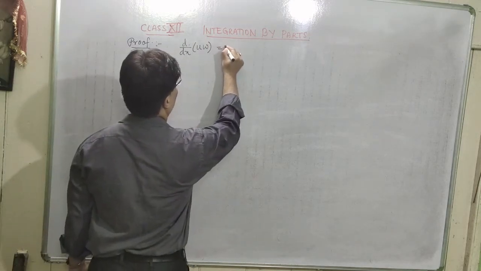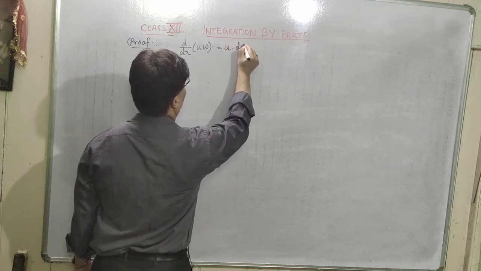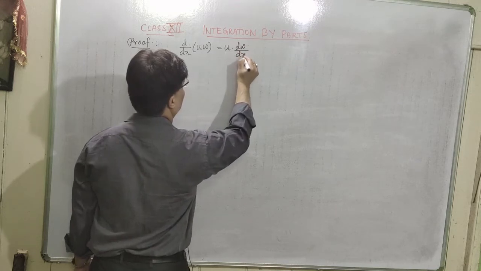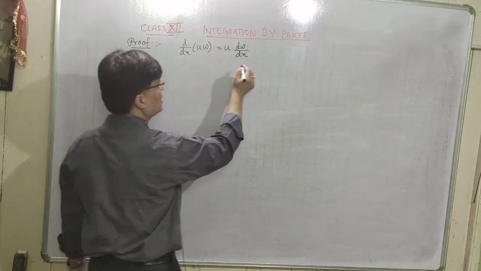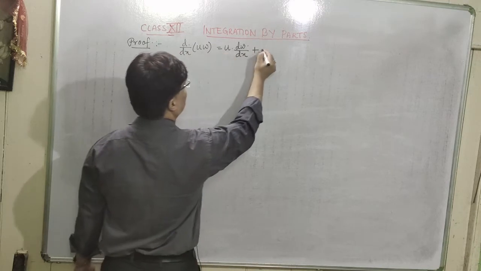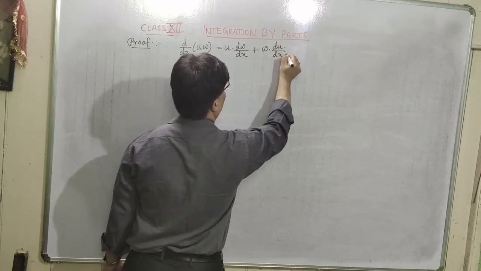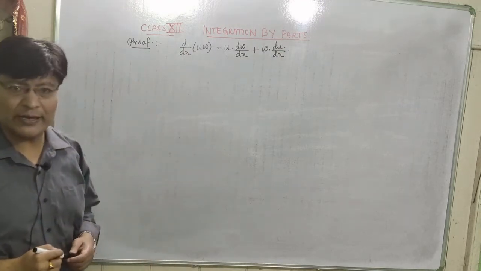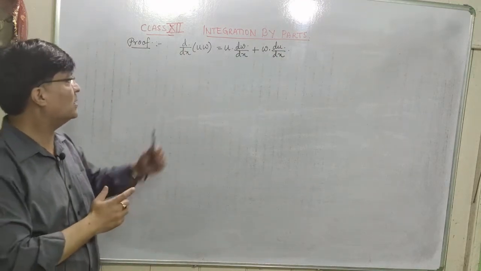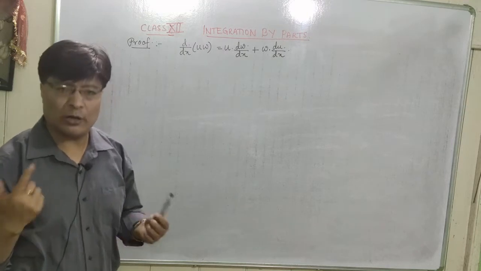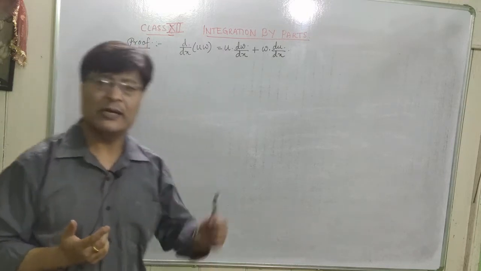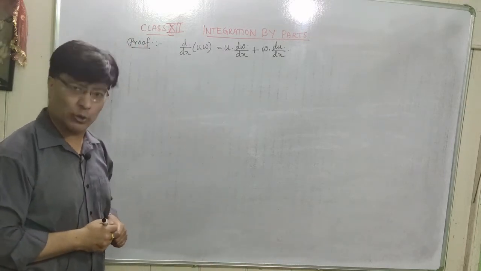So it is equal to u into the differentiation of the second function, u is kept as it is, plus now w is kept as it is, into take the differentiation of the first function with respect to x. Okay, you know this differentiation, isn't it? That is the differentiation of the product of two different functions with respect to x. That is known as the product rule.